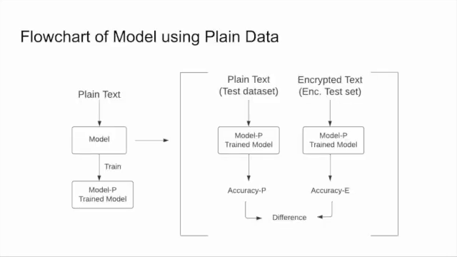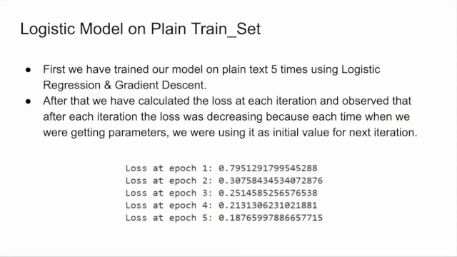After that, we have done the encryption process. Here is the flowchart of the model using the plain data. First we used the plain text and trained our model on it, and after that we got the trained model, which is model P. Now we use model P on the plain text and the encrypted text, which are the test data sets, and we get the accuracies, accuracy P and E. After that we take the difference, to show how much difference there is between using the plain text and the encrypted text.